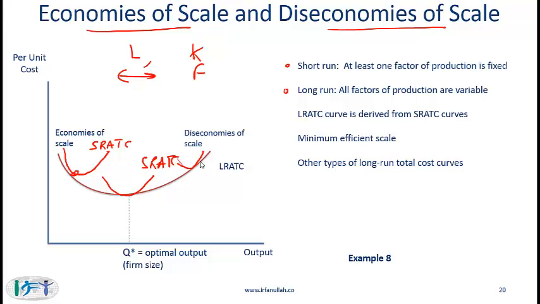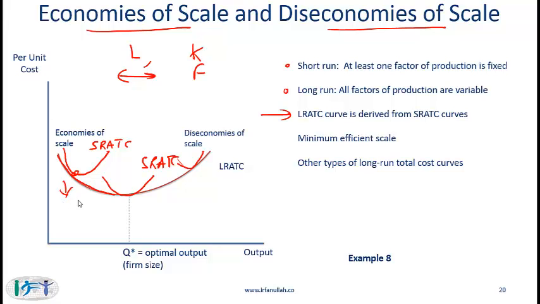Notice the following. We can create this long run average total cost curve from the short run average total cost curves. So the long run average total cost curve is actually derived from the various short run average total cost curves. That's an important point which is made over here. Over this segment of the long run average total cost curve, we have what's called economies of scale, where as we increase quantity or increase our output, the average total cost is coming down.